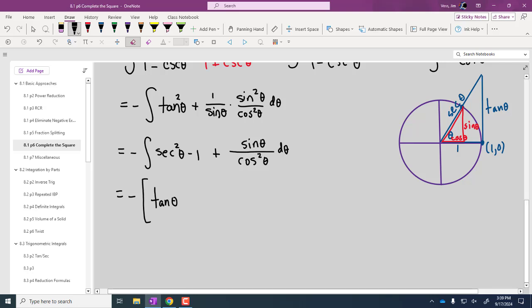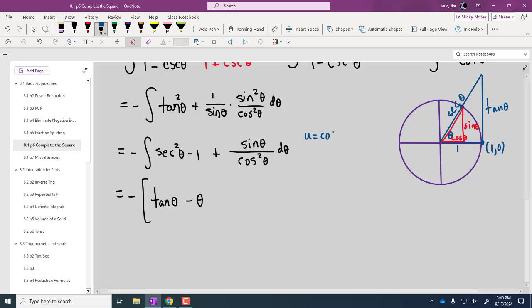Tangent, because the derivative of tangent is secant squared. The integral of 1 is just theta. What technique are we going to use to integrate this sine over cosine squared thing? Substitution. Let's do it right here.